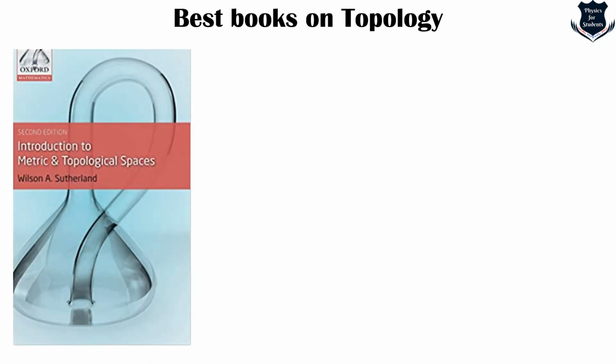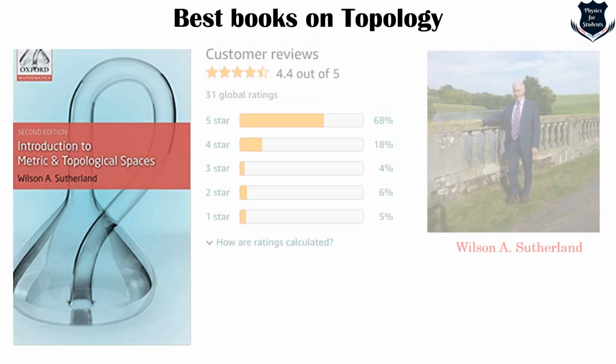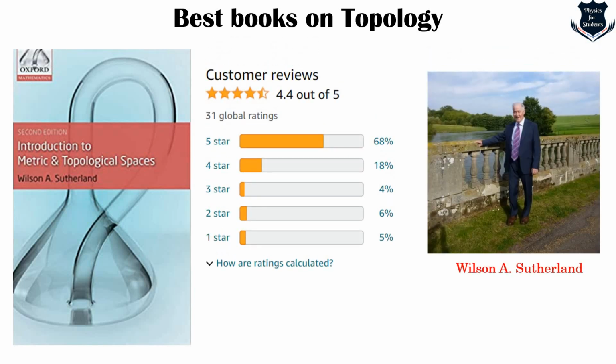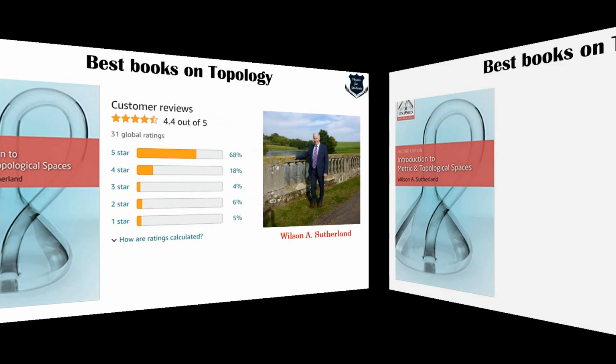Okay, my next recommendation for the book would be Introduction to Metric and Topological Spaces by Wilson A. Sutherland. It has been given a rating of 68%, but I think it is a wonderful book. It should go up to 80%. This is Professor Sutherland's picture. But why am I coming to metric spaces? Because as I told you, metric spaces are easier to understand.